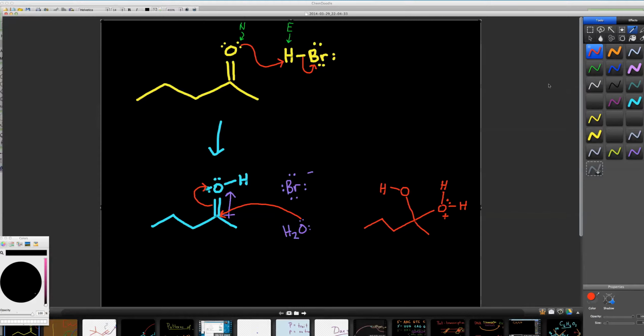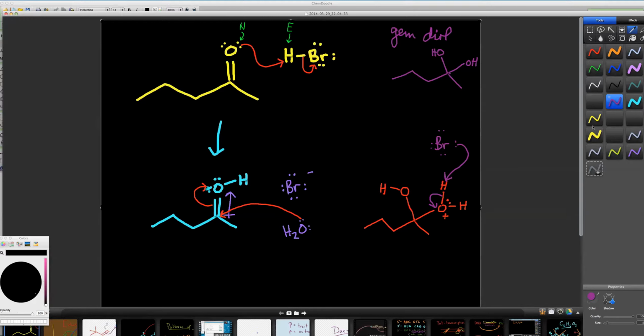And the final product is going to be realized when Br minus deprotonates what used to be the water molecule to yield two neutral products. The geminal diol, by geminal we mean that both OHs are on the same carbon. We call this a gem diol, as opposed to a Vic diol, which means they're on adjacent carbons.